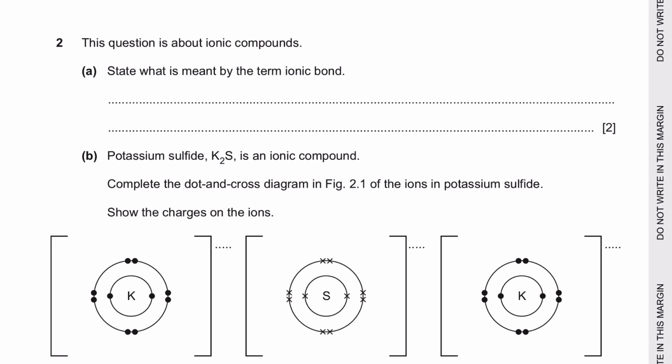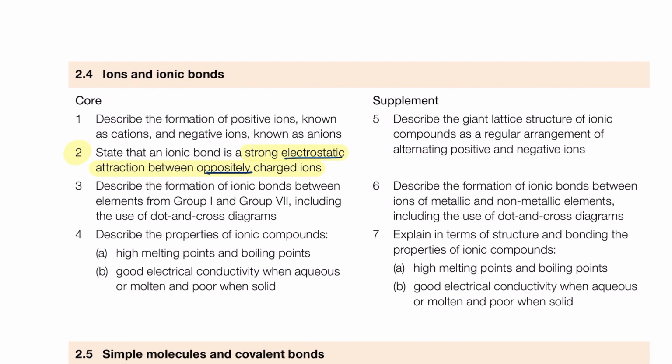The question is all about ionic compounds. State what is meant by the term ionic bond. If you refer to your syllabus 2.4, ions and ionic bonds, pointer number 2, state that the ionic bond is strong electrostatic attraction between oppositely charged ions. You must write the terms electrostatic attraction and oppositely charged ions. These two terms are compulsory in this definition.